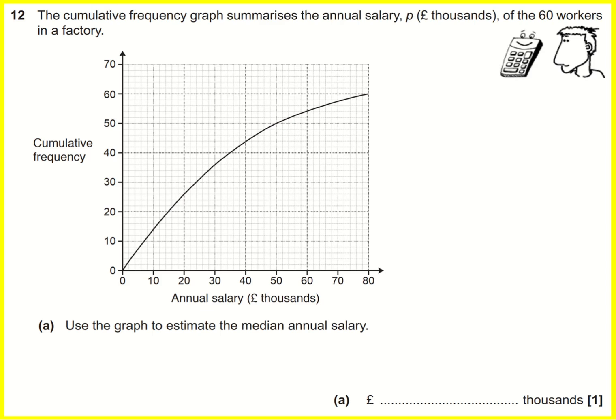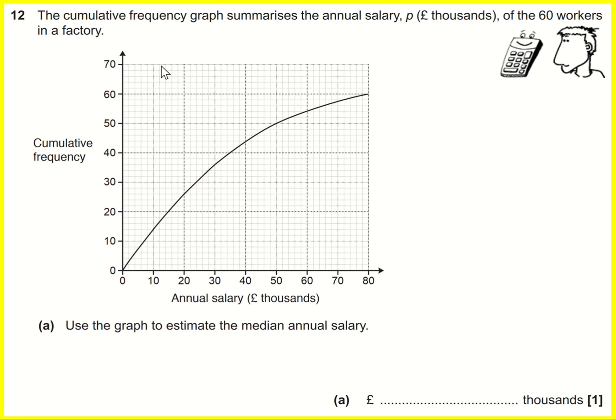We're given a cumulative frequency graph and asked to estimate the median annual salary. Well, let's just remember what cumulative frequency is. It's like a running total, so it tells us the number of people with a salary less than or equal to that given. So, for example, there are 50 people with a salary less than or equal to £50,000.